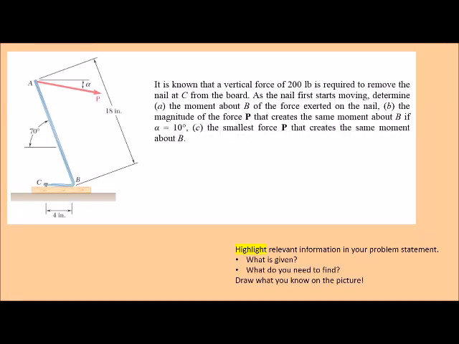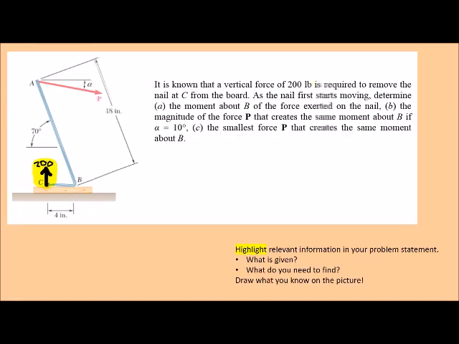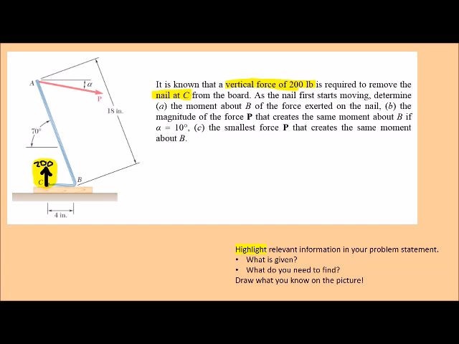One thing to do is to read through your problem statement with a highlighter in your hand. Print it out so you don't have to copy it by hand, and then start highlighting all of the pertinent information. Once you highlight the numbers, draw what's happening on the picture itself. This is the first step in creating a free body diagram. So we have a vertical force. Vertical means straight up and down at the nail at C.